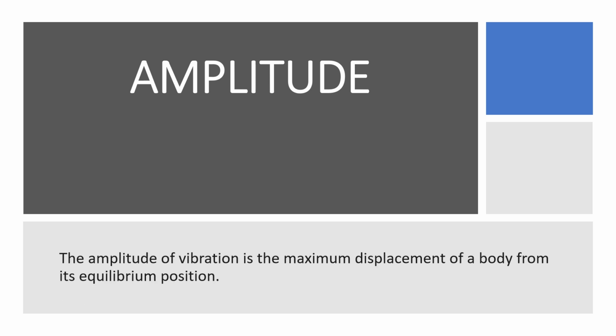The amplitude of vibration is the maximum displacement of a body from its equilibrium position. So we already discussed what is equilibrium position. So you have to remember that when we say amplitude, we are talking about the displacement from the equilibrium position to the maximum displacement.